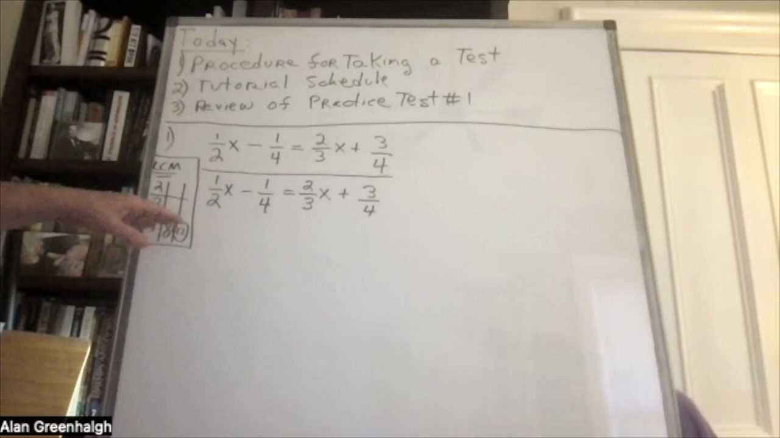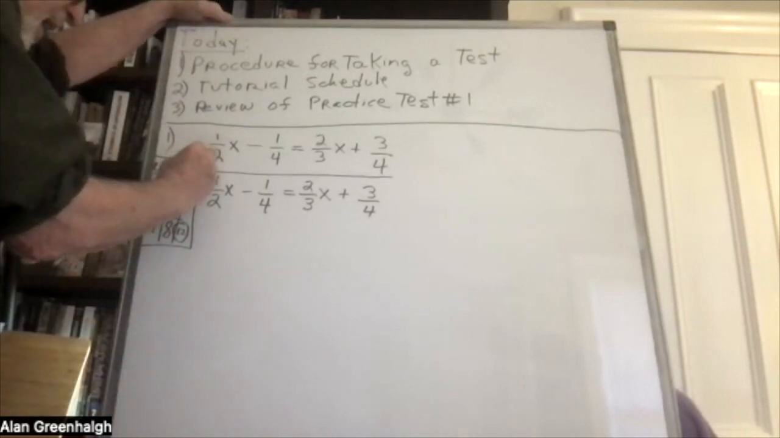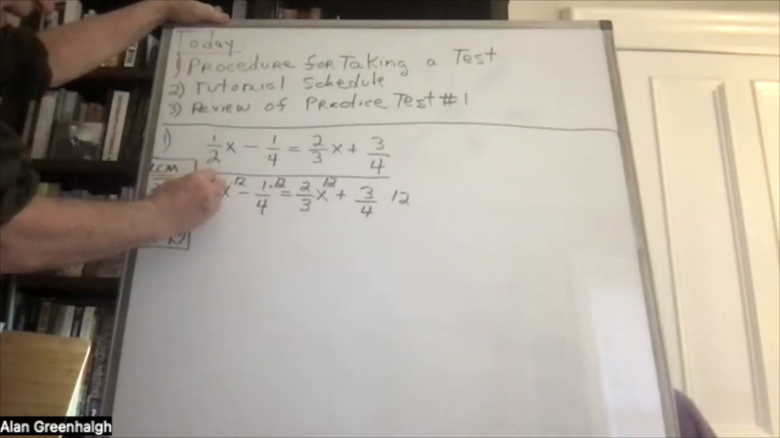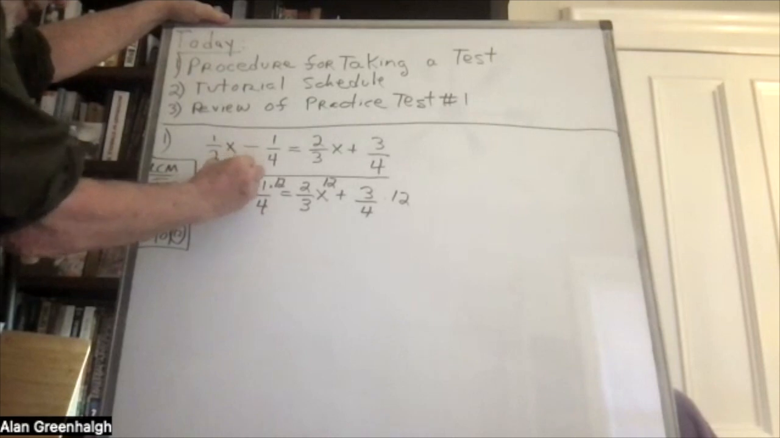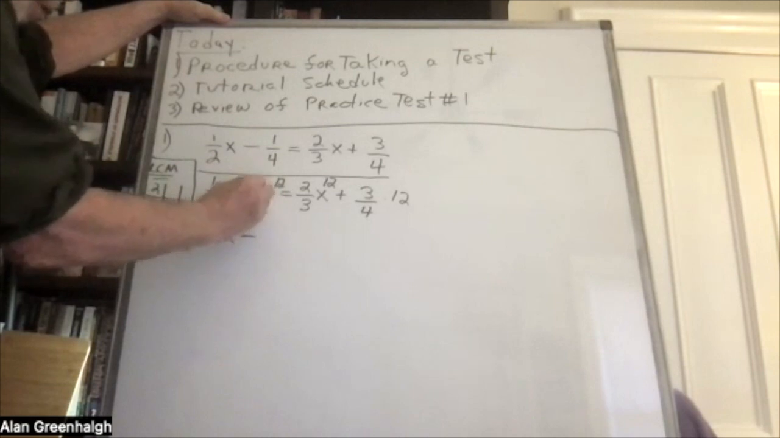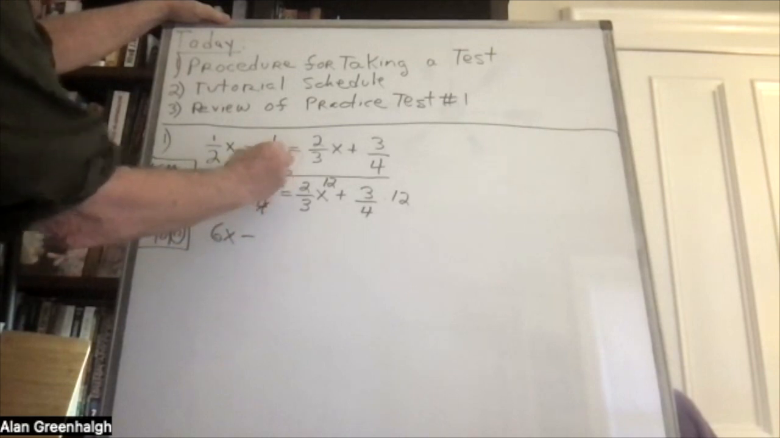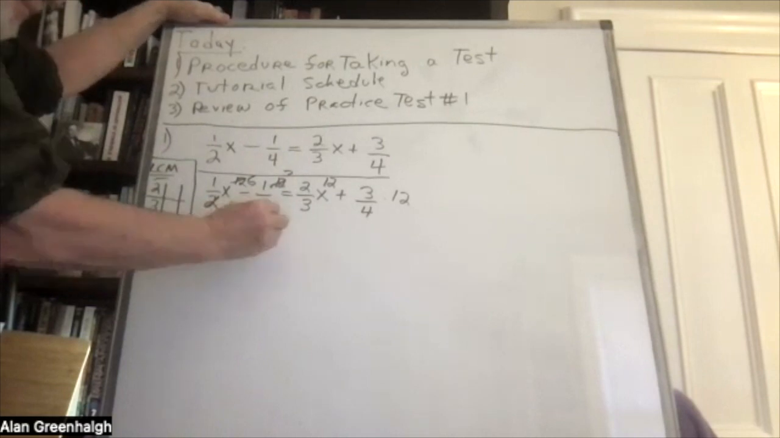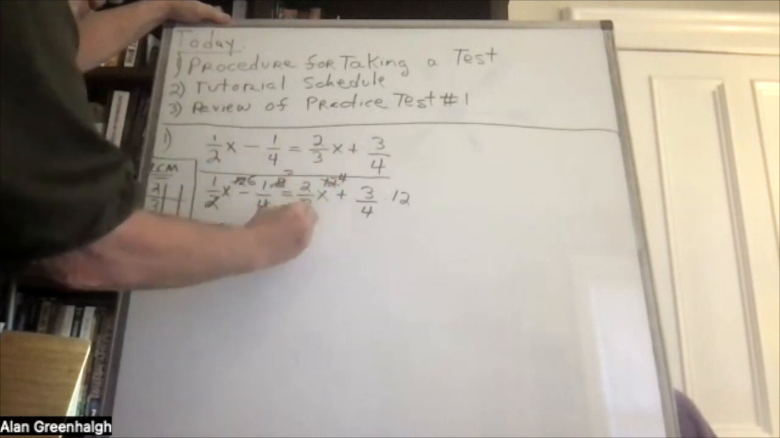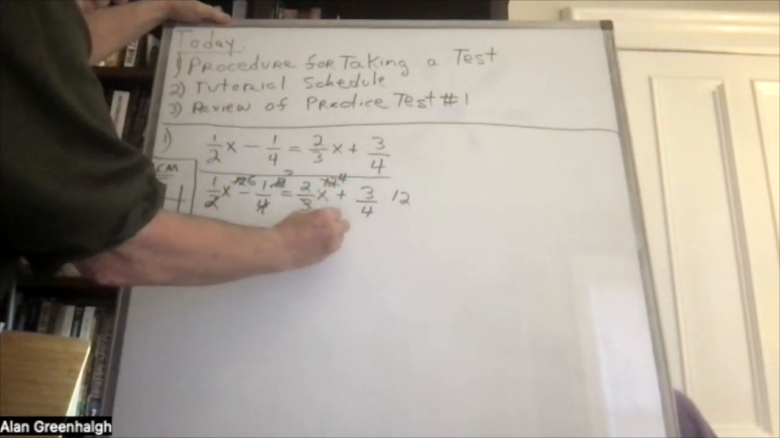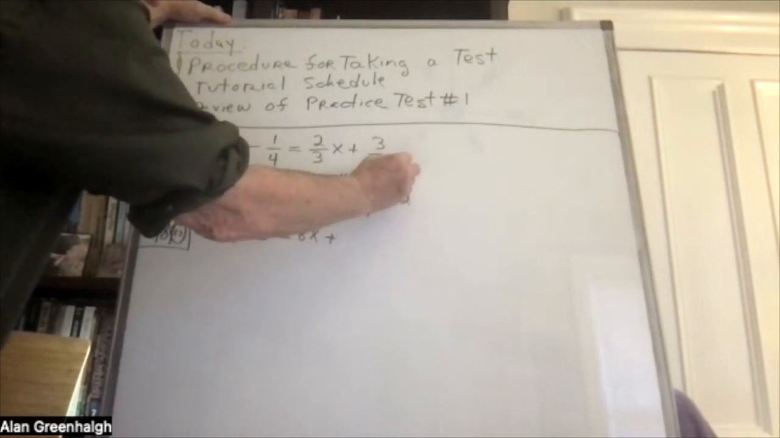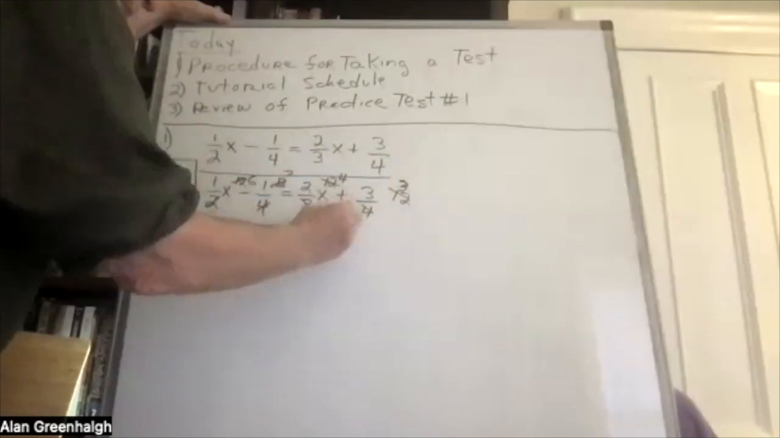Once you find the least common multiple, every term gets multiplied by the 12. And you go like this. 2 into 12 is 6. 6 times 1x is 6x. 4 into 12 is 3. 3 times 1 is 3. 3 into 12 is 4. 4 times 2x is 8x. And 4 into 12 is 3. And 3 times 3 is 9.